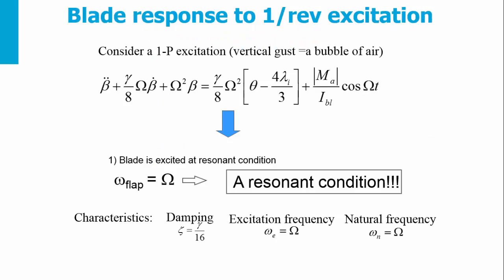And now, the blade responds to 1 per rev excitation. Consider now that we have a vertical gust acting as external excitation with a term of cosine omega t. It follows that the blade is excited at resonant condition because the flapping natural frequency equals omega, the RPM of the rotor. Now we have a resonant condition. Is that dangerous for the helicopter? Well, as long as we have damping, it is not dangerous.